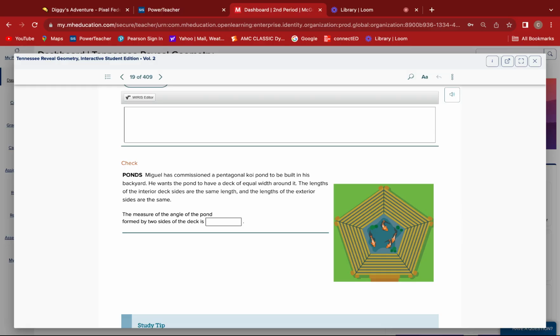The measure of the angle of the pond formed by two sides of the deck is, okay, well, this is a 1, 2, 3, 4, 5. This is a pentagon. Now, in case you forgot from our previous problem, you're going to take 5 minus 2 and multiply times 180. So it's 540 total. And since there's 5 of them, take 540 and divide by 5. You're going to get 108. So every angle is 108 degrees.